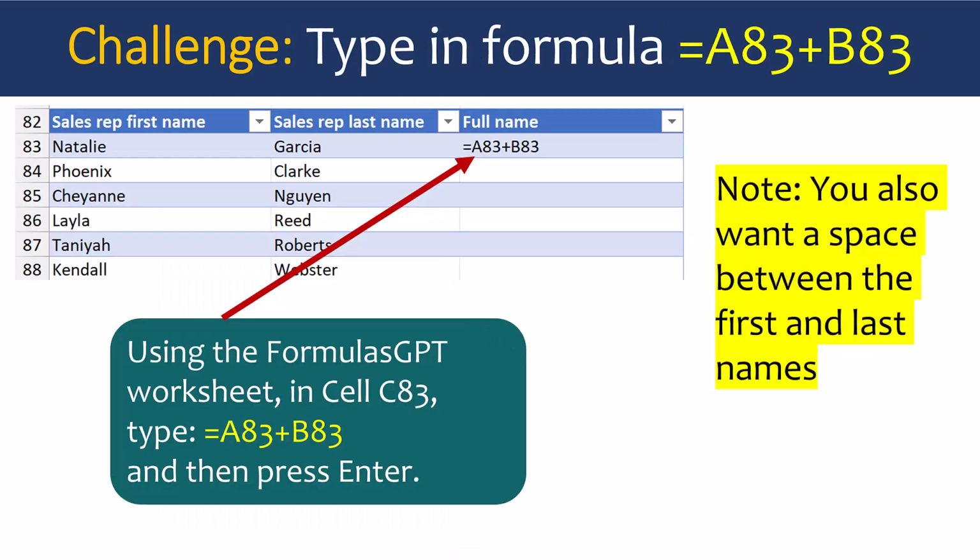Now you try it. The challenge is that you want the sales rep's first name and last name in cell C83 with a space between the names. Your initial attempt of =A83+B83 returns an error. Ask ChatGPT for assistance.